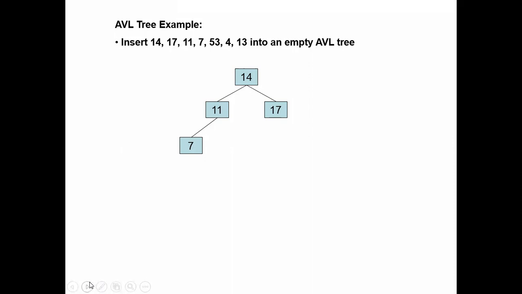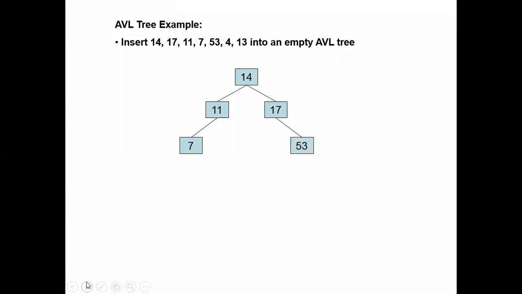Now check the balance factor of each and every node. The balance factor of 14 is 2 minus 1, that is 1. So there is no change in the balance factor, which means the tree is not imbalanced. Again, no issue. Now we'll insert the next node.